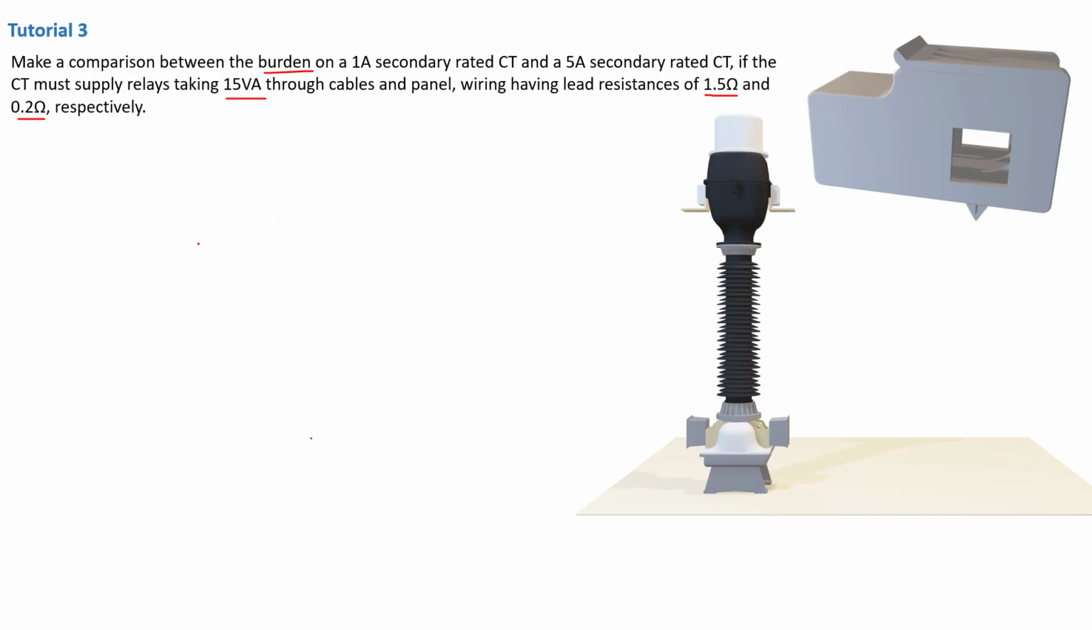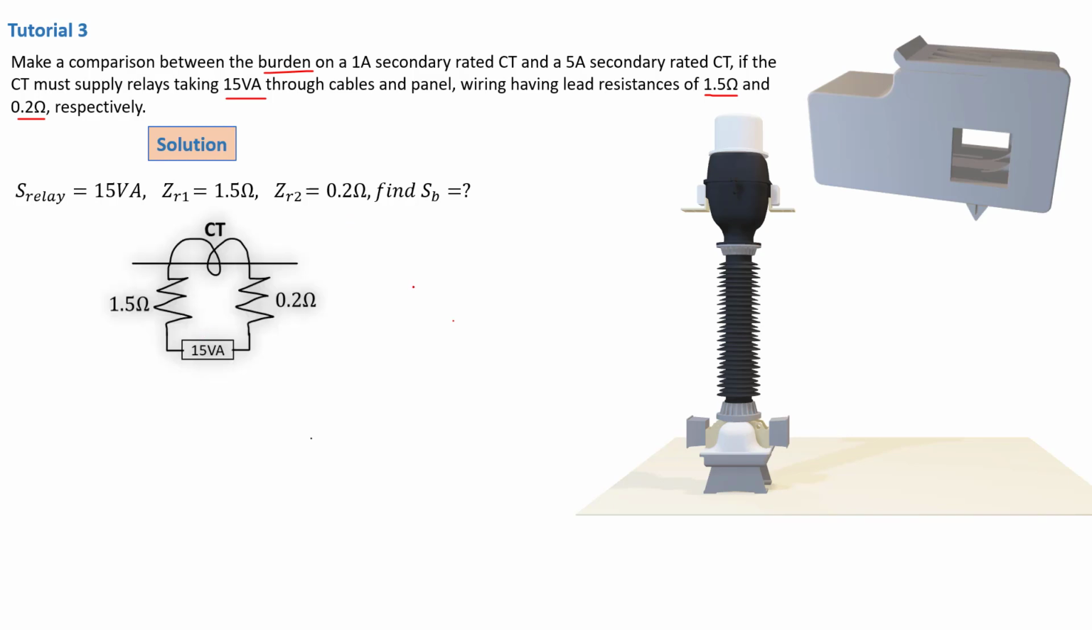So as we've already said, you have to draw your schematic so that you can have an illustration of your problem. So now what do we have? We got the relay have a 15 VA rating, and we have an impedance of 1.5 ohm. That's basically one of the wire. And we have another impedance that is 0.2 ohm. That's a second wire. Then they're asking us to find the SB, which is the burden impedance, the overall impedance, the burden VA. That is the overall VA that your CT will be carrying.